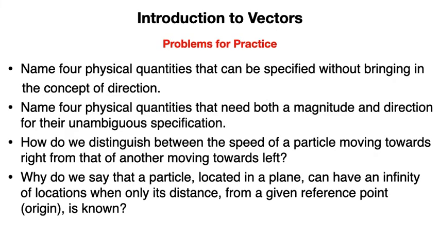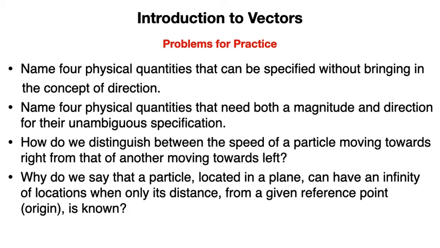These are some problems for practice. Name 4 physical quantities that can be specified without bringing in the concept of direction. Name 4 physical quantities that need both magnitude and direction for their unambiguous or complete specification. Third, how do we distinguish between the speed of a particle moving towards right from that of another moving towards left?